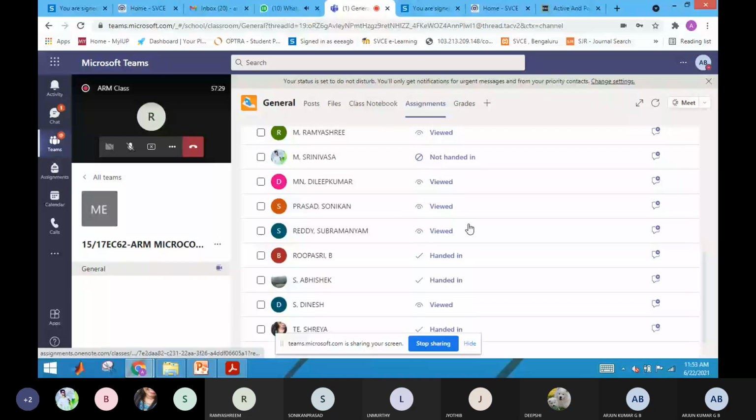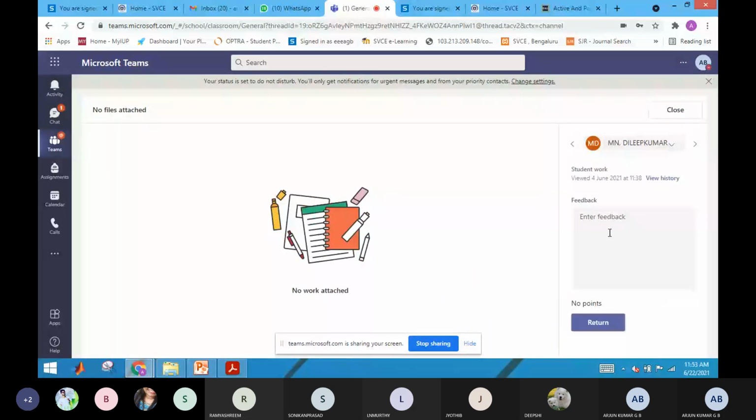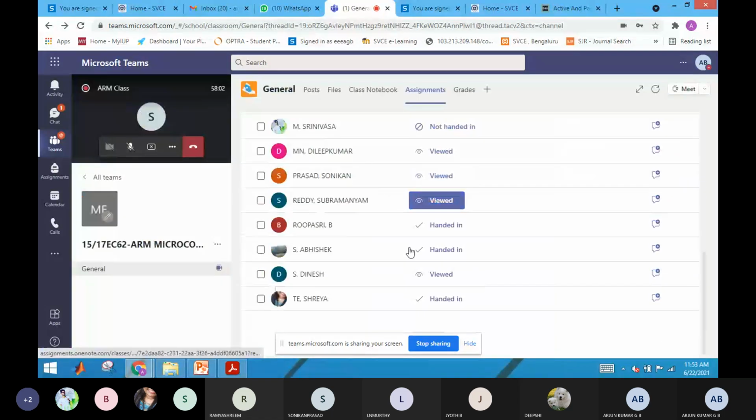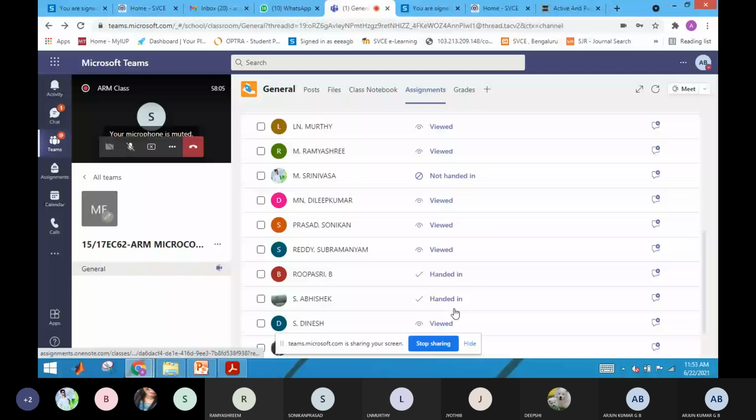Handed in, showing this handed in, is nothing but submitted. If it is showing viewed, it is only viewed. You are not submitting that one. If you go check it here, where is your file? Sir, I have submitted, sir. That's why I'm showing each and every statistic initially. Now you can check it here. Dinesh also has not submitted. Subramania Reddy, Sonika, Dilip Kumar, and Srinivas, you have not submitted also.